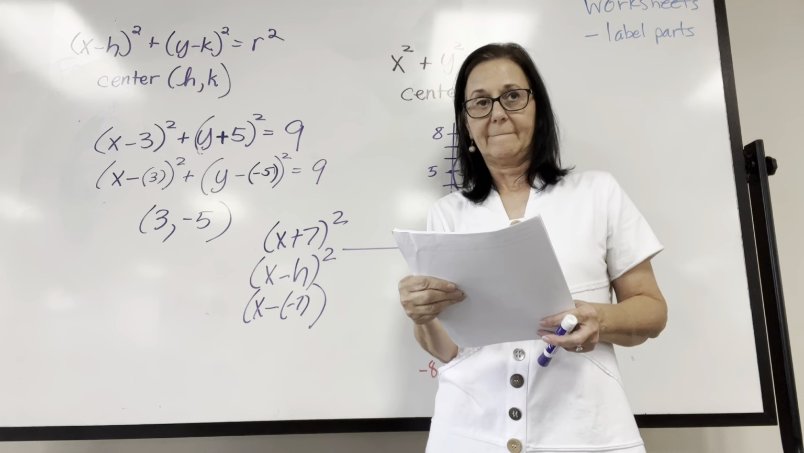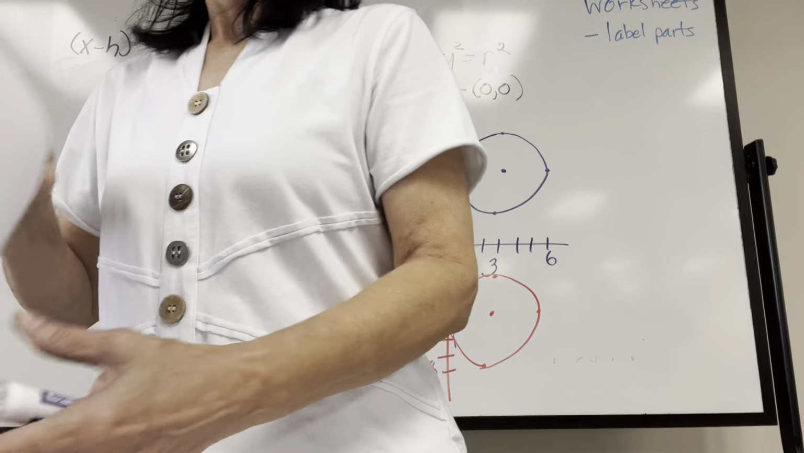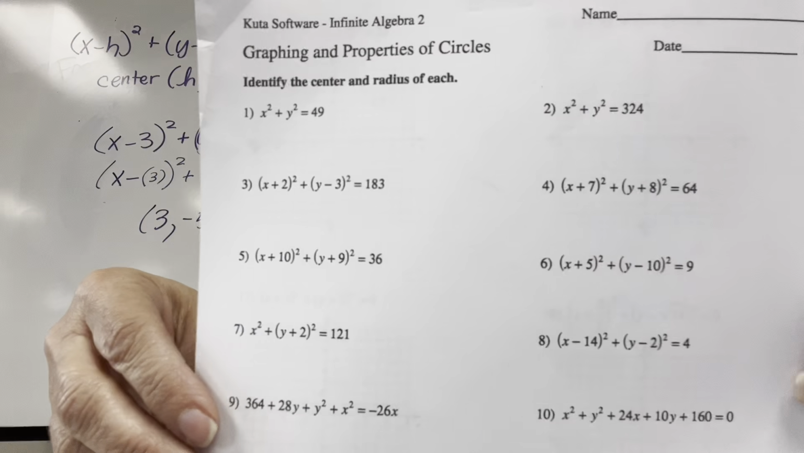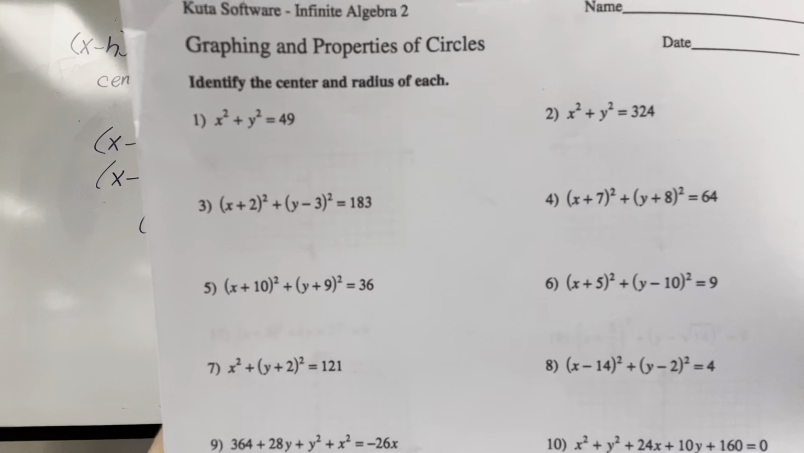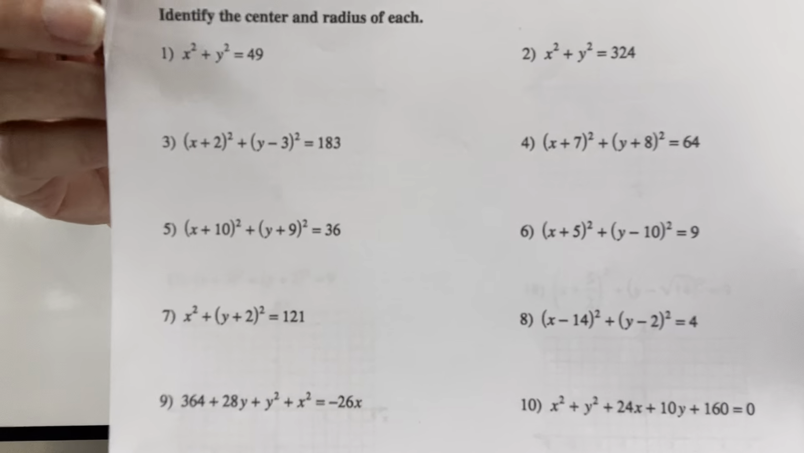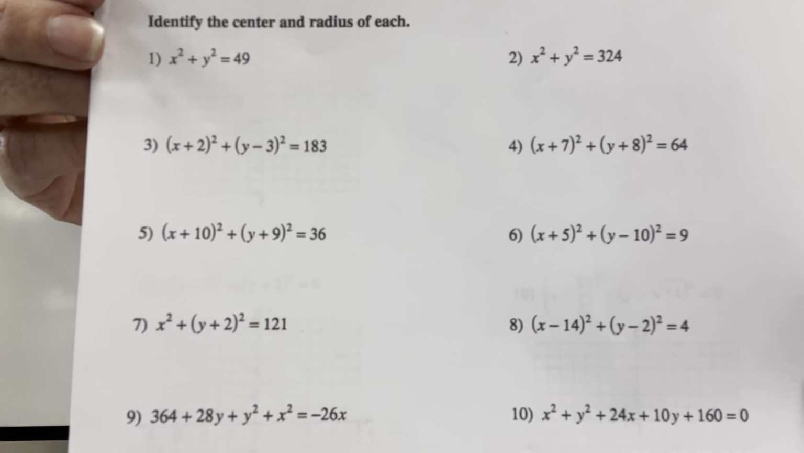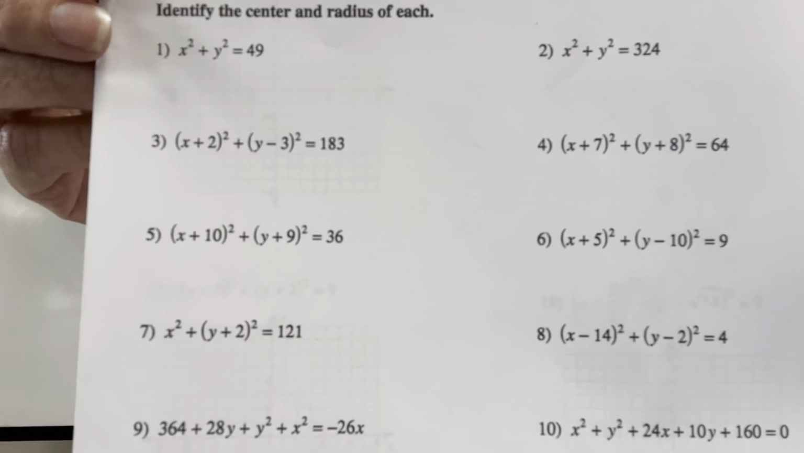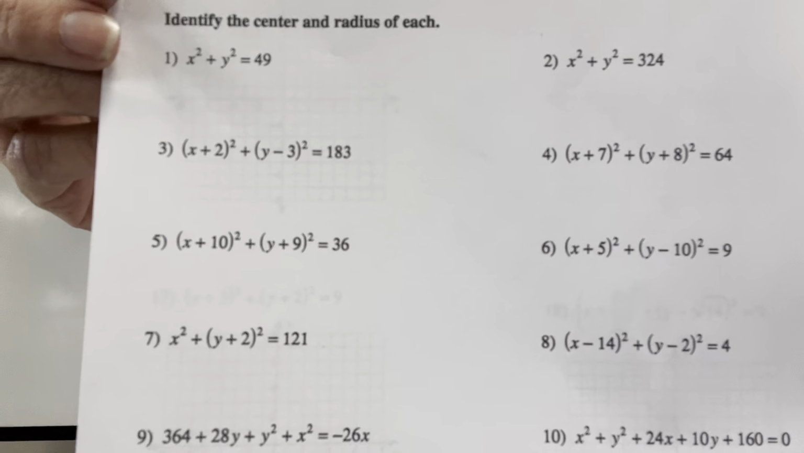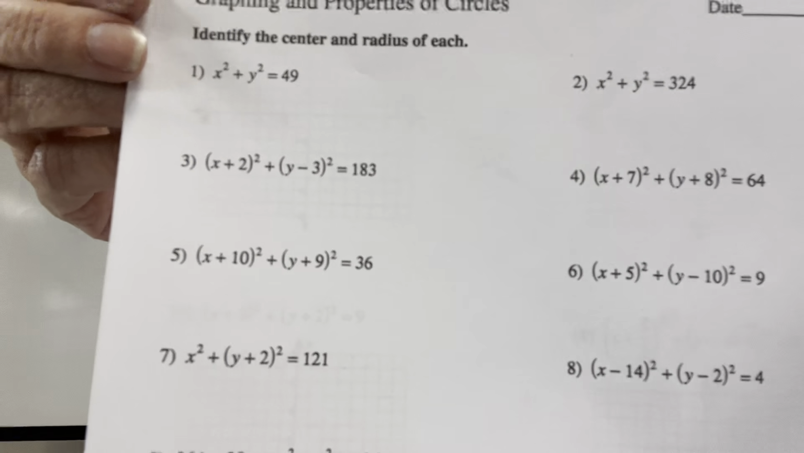Number 6. What's the center, Chris? So it's negative 5, 10. Correct. Negative 5, 10. And what's the radius? 3. 3.